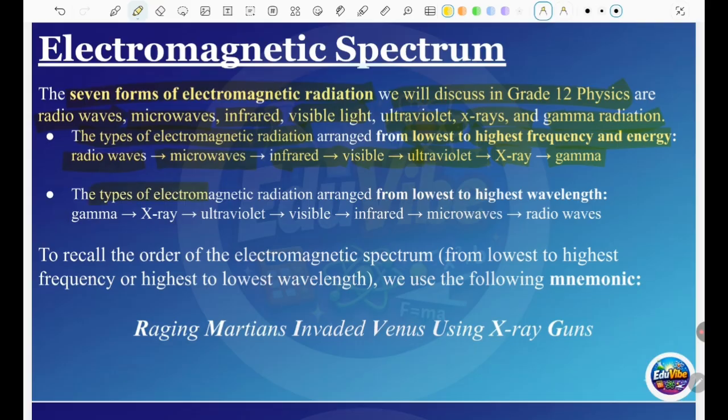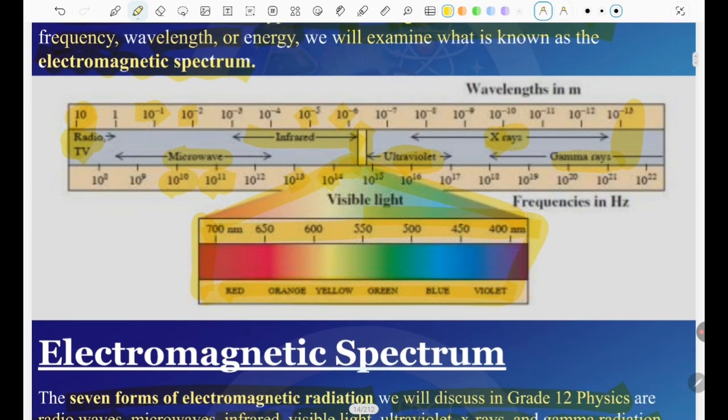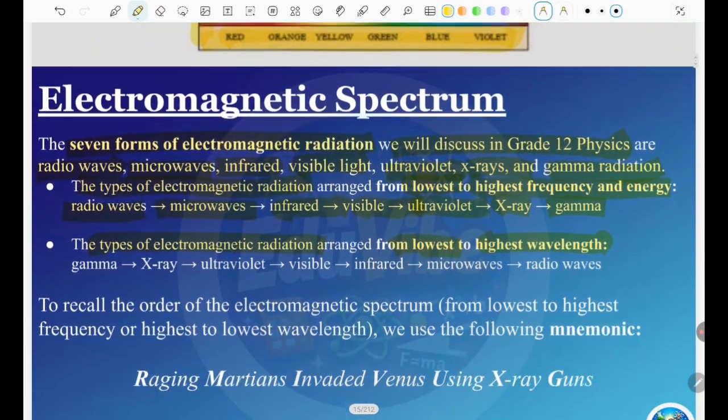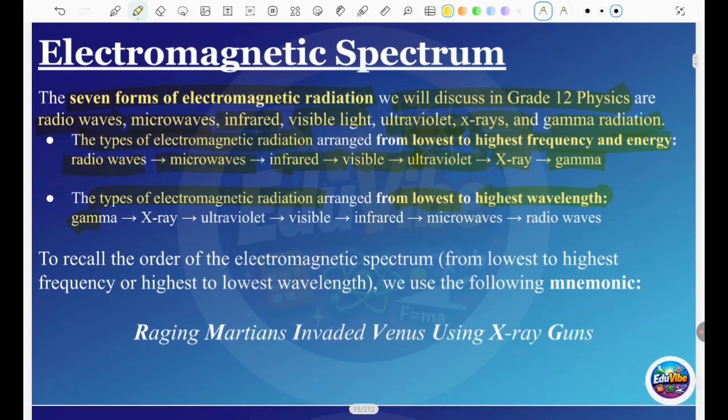Now the types of electromagnetic radiation ranging from lowest to highest wavelength. At gamma rays we have the lowest wavelength. At radio and TV we have the highest wavelength. So if we do the inverse, from gamma rays, ultraviolet, visible light, infrared, microwaves, and radio waves, we get the lowest to the highest wavelength in the electromagnetic spectrum.